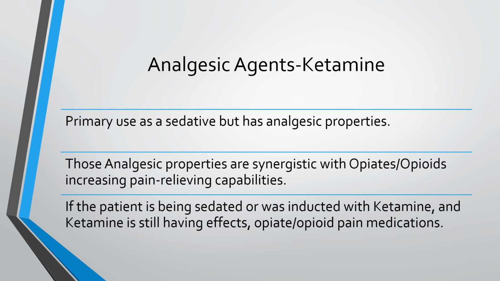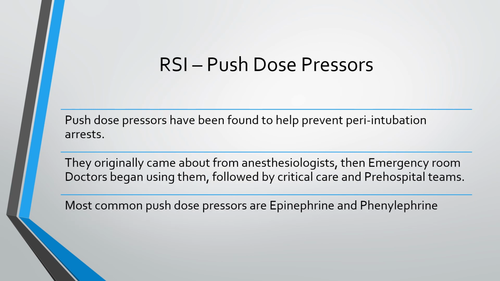Ketamine is primarily used as a sedative, but it has analgesic properties. These analgesic properties are synergistic with opiates, increasing pain relieving capabilities. If the patient's being sedated and was injected with ketamine and ketamine is still having effects, and then you use your opiate, opiate pain medications are very synergistic, and it works very well.